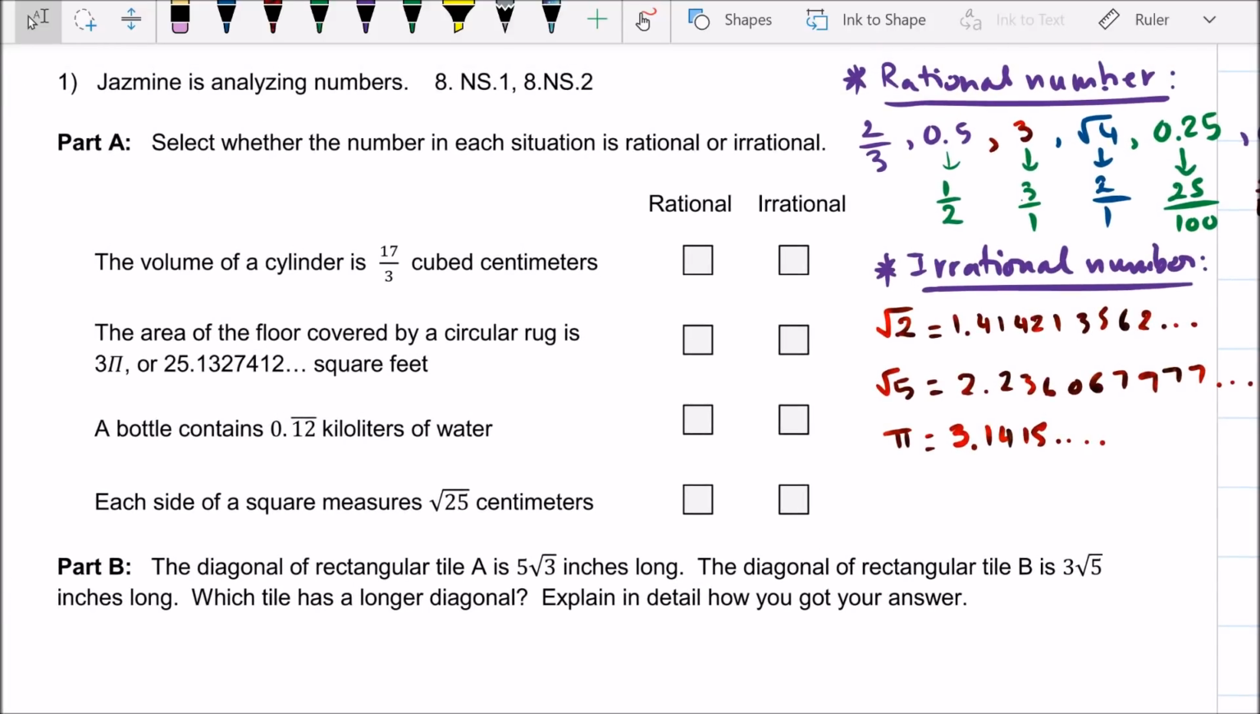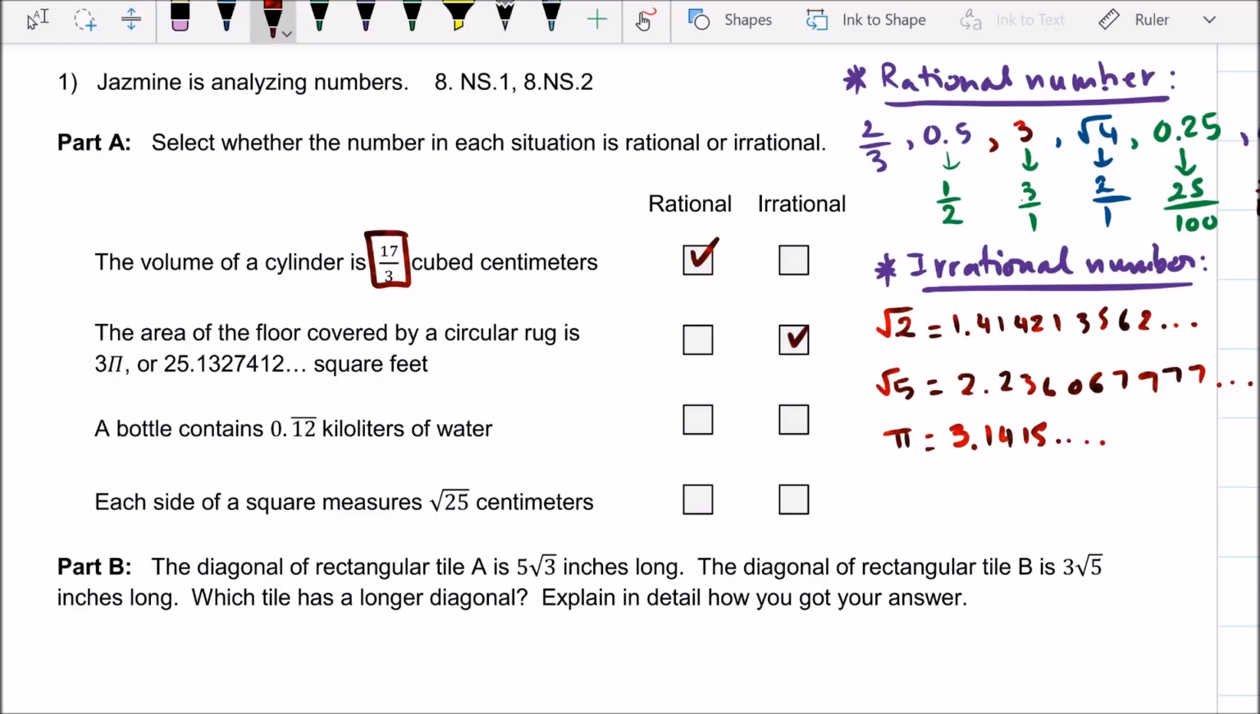So we're going to look at example 1, the first problem. The volume of a cylinder is 17/3 cubic centimeters. So this is a rational number because it's in fraction form. The second part, the area of the floor covered by a circular rug, is 3 pi or 25.132741 square feet. Seeing the pi in there and the number that they gave you, it didn't stop. The dots mean that it keeps going forever, so that will be an irrational number.